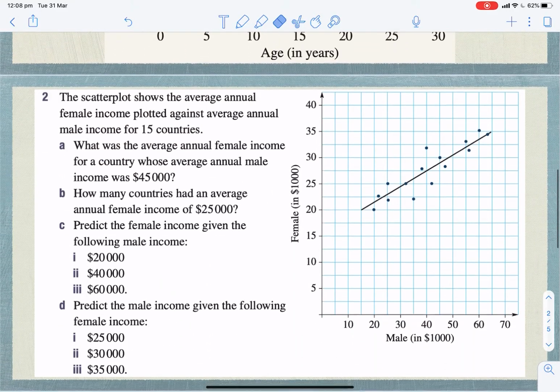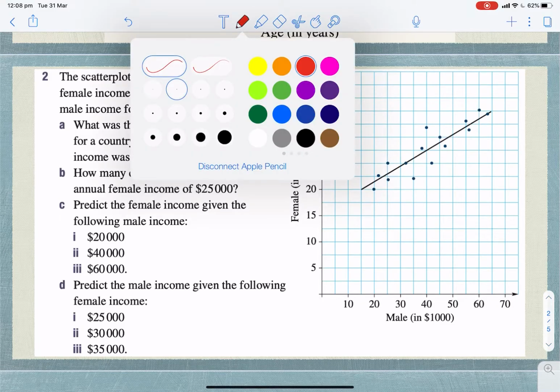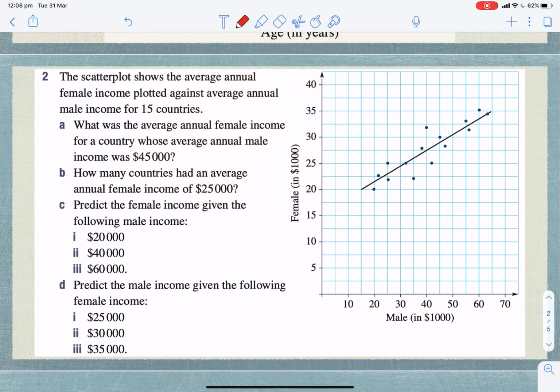All right, let's look into another example here. This scatter plot shows the average pay for male and female in different countries. We want to see whether there's a pattern, whether if male's income goes up, female's income goes up as well. So the graph here is basically an interpolation graph because it's inside the range, but we can also extend that a little bit so we can do the extrapolation part too. So I'm just going to go like this.